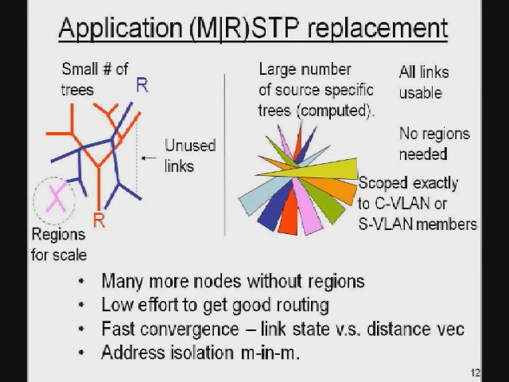You're going to have a very low effort to get good routing, because with MSTP you're going to be creating lots of different trees in order to get the routes to go the way you want. Here those trees are automatically created and the routing is automatically shortest path, so you don't have to go to that effort. Convergence times, like I said, are going to be considerably better, and if you use a MAC-in-MAC data path, you're going to get the address isolation for free.